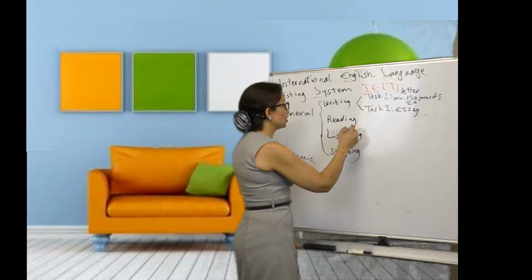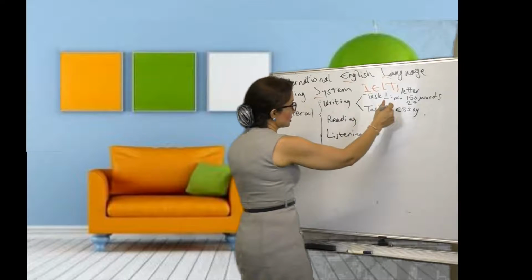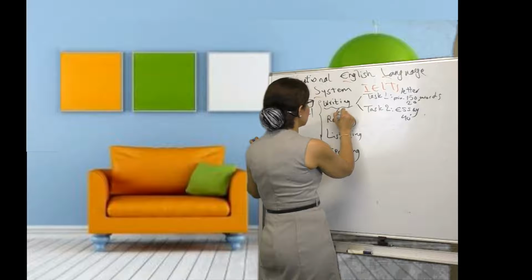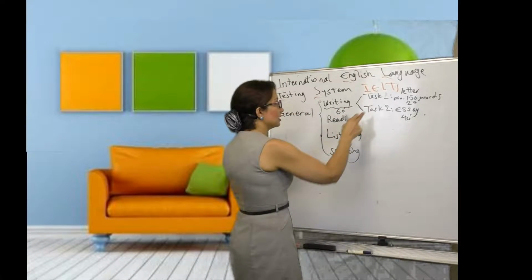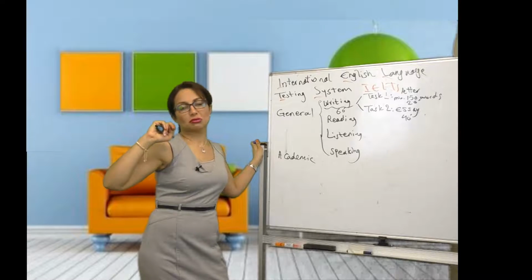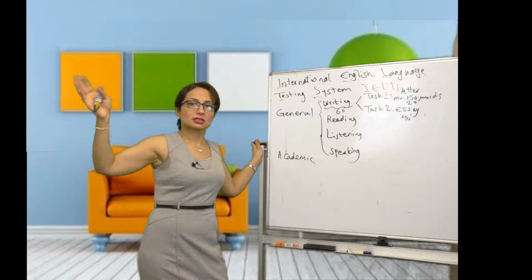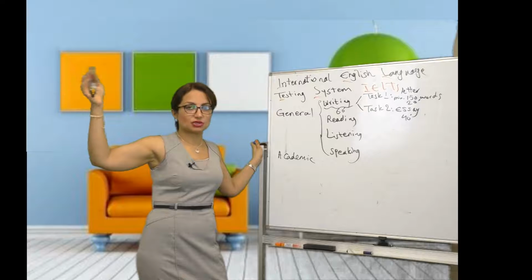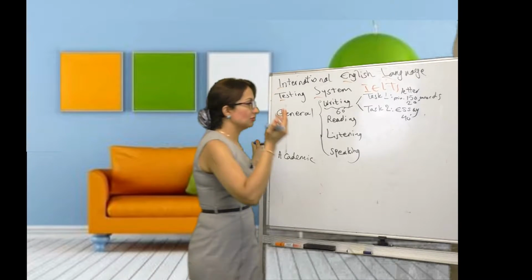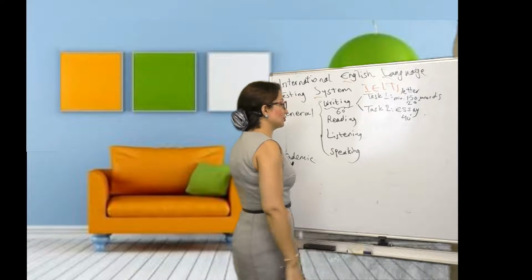The time for task 1 is 20 minutes, for task 2 is 40 minutes, which means together the writing is 60 minutes, 1 hour. They are not timed separately. The candidates manage their own time. They may wish to spend 25 minutes on task 1, 35 minutes on task 2. It is totally controlled by the candidates, but generally 20 minutes is a good time for task 1.